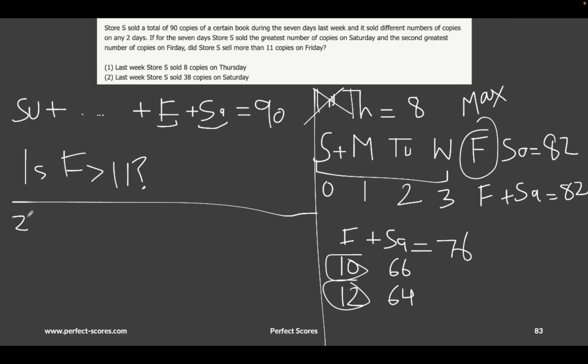So the second statement here says that Saturday is equal to 38. Now let's see how that pans out. Now if I add all the way from Sunday, Monday, Tuesday, Wednesday, Thursday, Friday, that is equal to 90 minus 38, which is equal to 52. Now the question is, is Friday greater than 11?